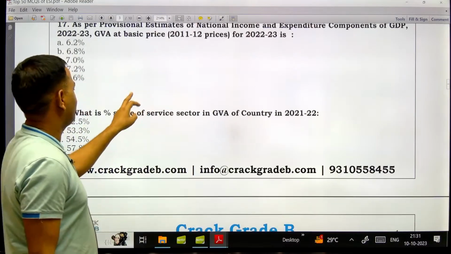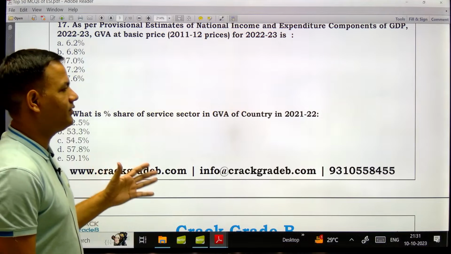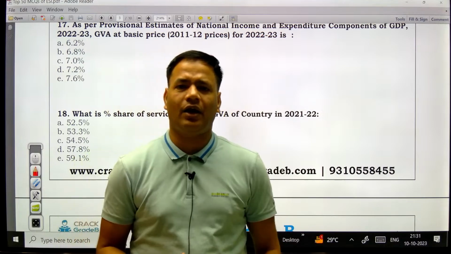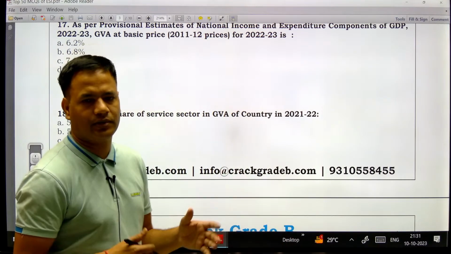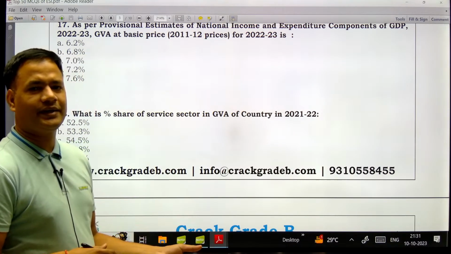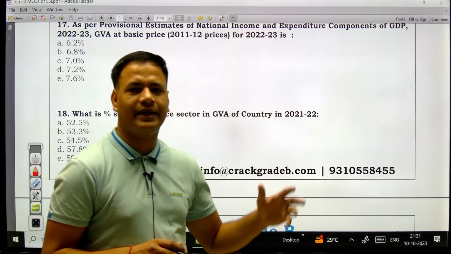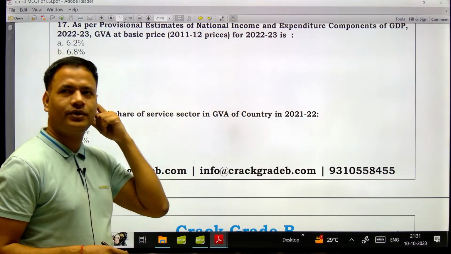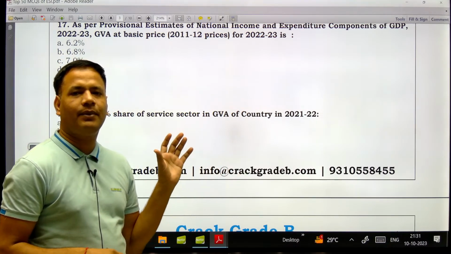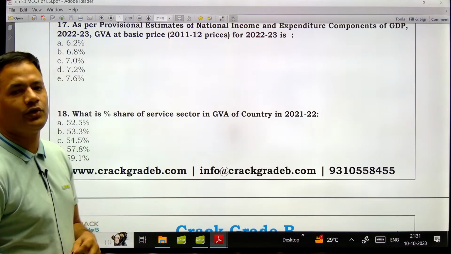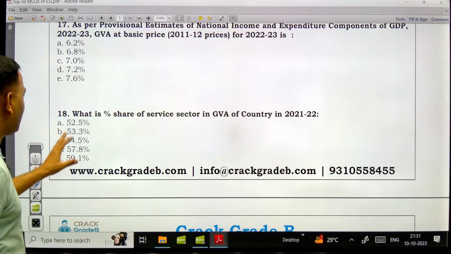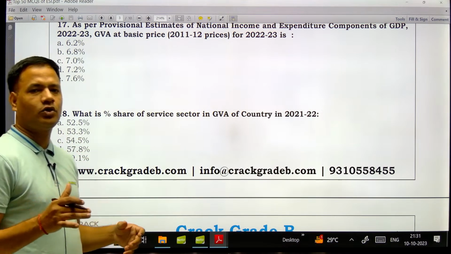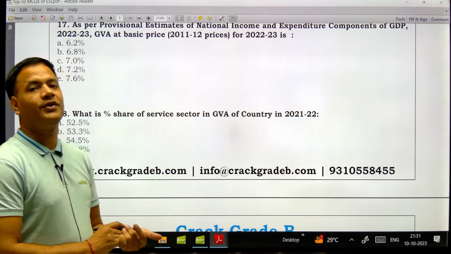Next question. What is the percentage share of service sector in the GVA of the country in 2021-22? These GDP related, GVA related questions are always the favorite questions of IBPS. Latest example, when I was taking the GS session, I told that an agriculture GVA question can be asked, and that was from February 2023. The question was taken from the PIB website from February 2023. It was asked in July. So GVA related, GDP related questions are always important, specifically Economic Survey, NSO and budget.